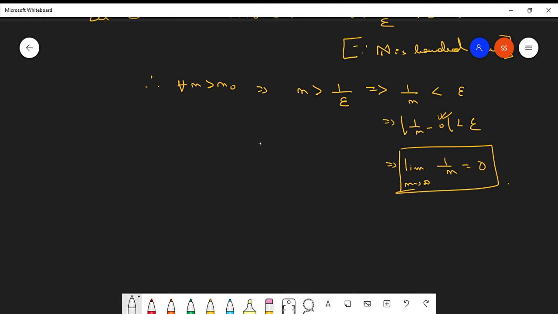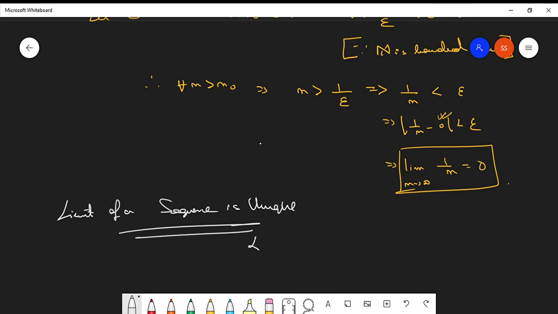One more thing which is very, very important for sequences is that the limit of a sequence is unique. Okay. What I mean is that if you have a sequence xn which converges to x as n tends to infinity, and if there exists some y such that xn also converges to y, then x is equal to y. Okay. The limit of a sequence is unique. Clear?